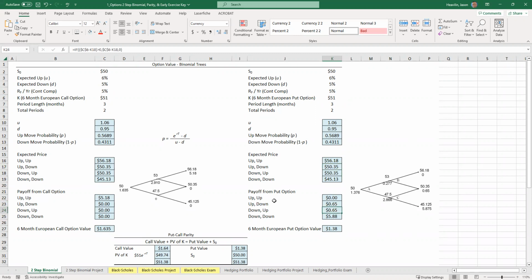The down up situation, we already explained it. That's why you still have the same number, but it's a different path and must be considered. And then the down down is your most lucrative one, because if the stock price ends up at 45.13, that means you are selling it for 51 and buying it for 45.13. So when you take the difference between 45 and the 51, you get the 5.88.